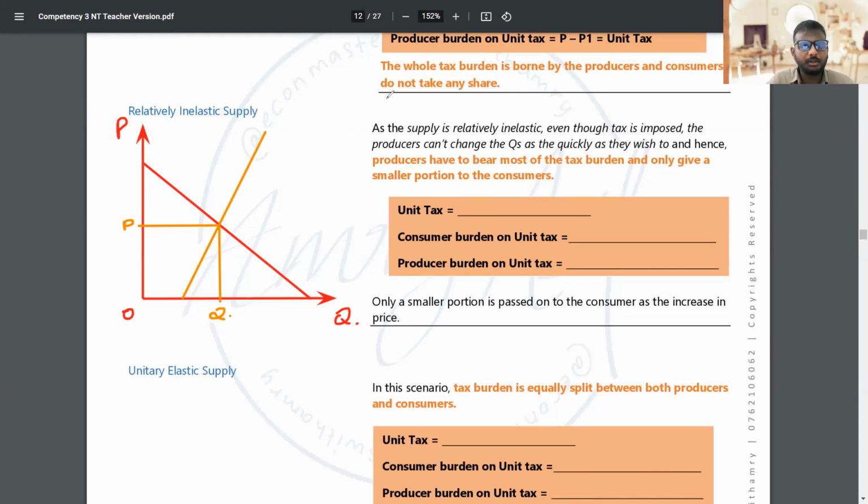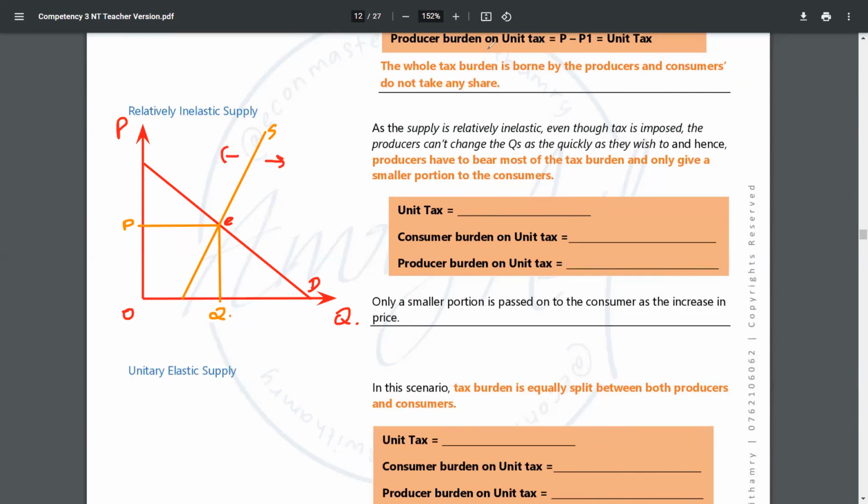Then which curve will get affected? Supply curve or demand curve? The supply curve. And it will shift to which side? Left or right? Left. Obviously the supply curve, and it will shift to the left.